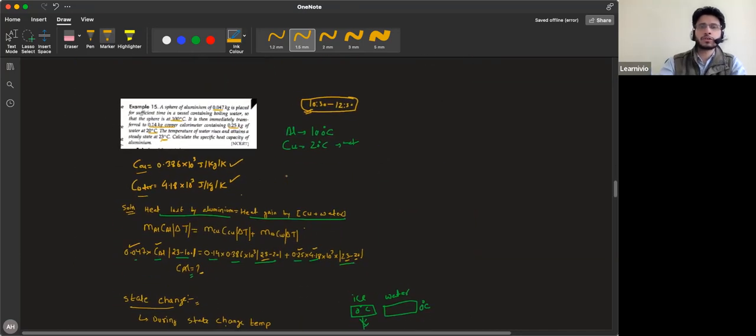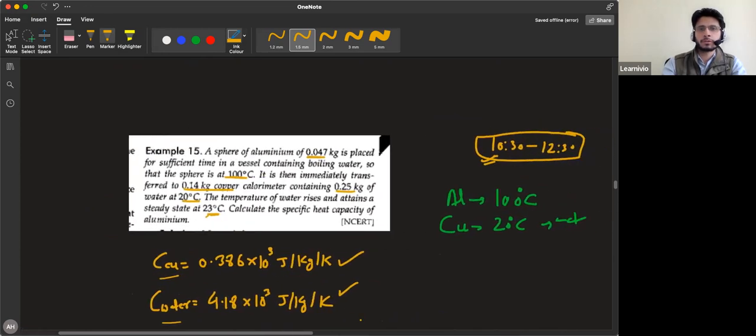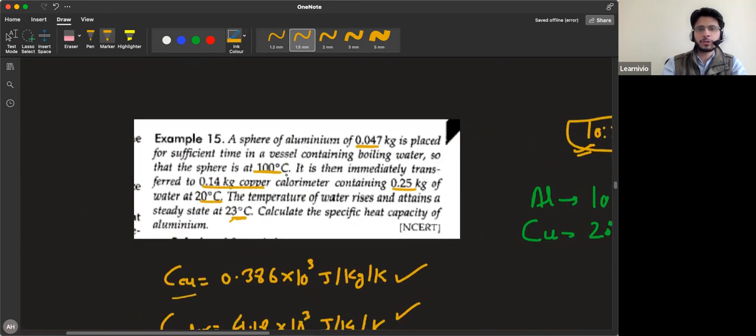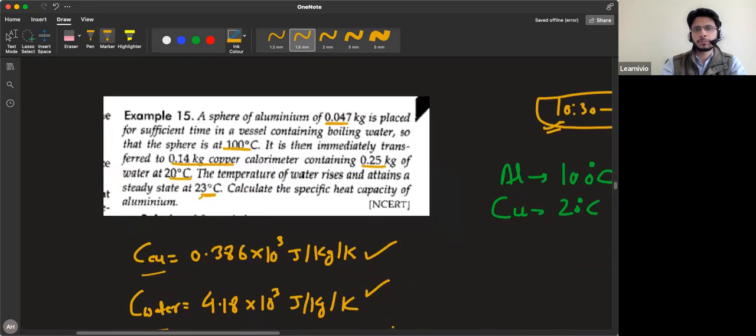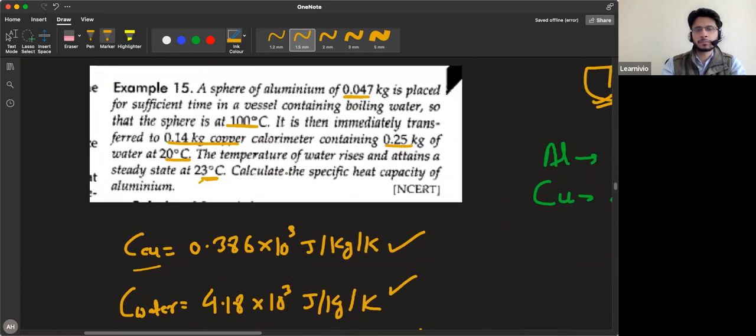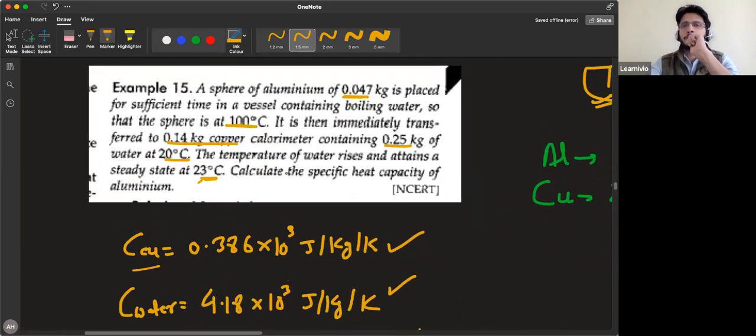Okay, so this is the question I was talking about. This is a question from NCERT. Just note it down. Please note down the question.